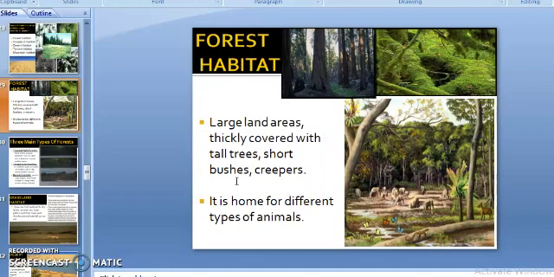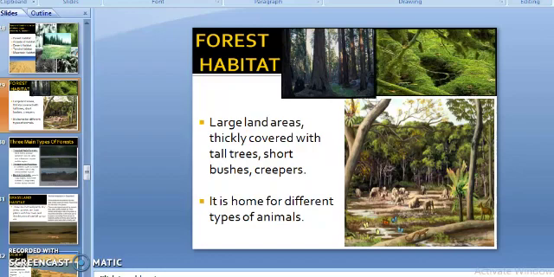First of all, see forest habitat. Forests are large areas of land thickly covered with tall trees, short bushes, creepers, etc. So they are thickly covered with all these things. The forest plants occur in three layers. Taller trees form canopy. The short trees and bushes form undergrowth, and grasses and other vegetation which are on the forest floor form floor vegetation.